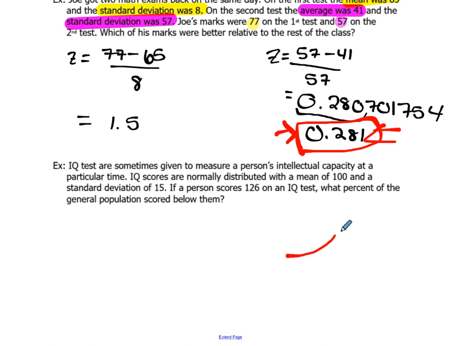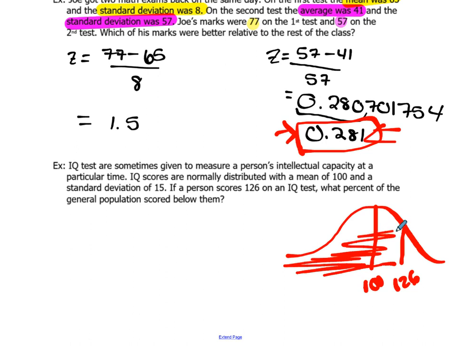amount under a curve. So in this case, say this is 100, and 126, let's say, was here. That means the percentage we're looking for is the area under the curve to the left of that data point. The percentage I get from my z-score will always give me the percentage to the left of whatever z-score I put into it.